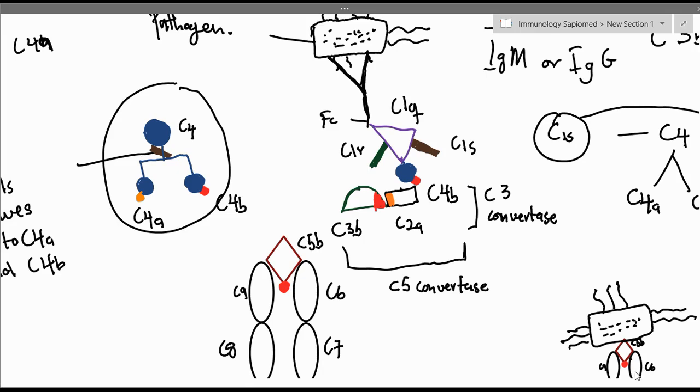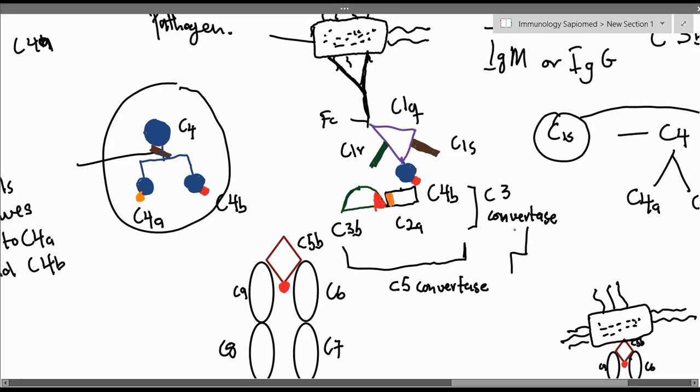It's actually C2A and C4B. So C2A and C4B form what we call what? The C3 convertase, as we discussed earlier on. Now, this C3 convertase, what is going to be its function? It's going to convert C3 into C3A and C3B.